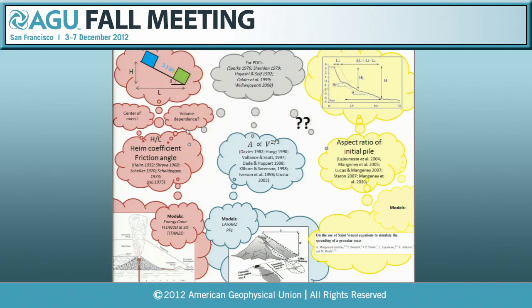With each of these metrics, there are things that go along with it. We have these issues about volume dependence and center of mass when we talk about H over L. And these have their attendant models, I would say. So the energy cone or line model, Titan 2D, Flow 2D are related to this H over L parameter. Lahar-Z comes directly out of this relationship.